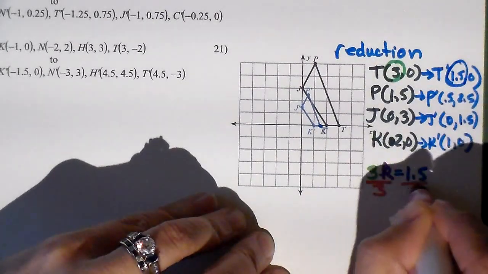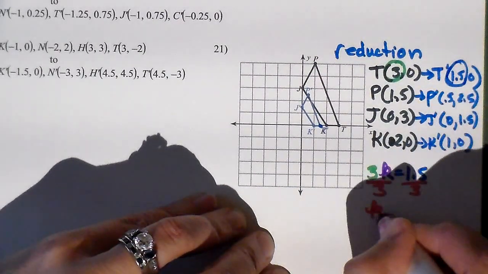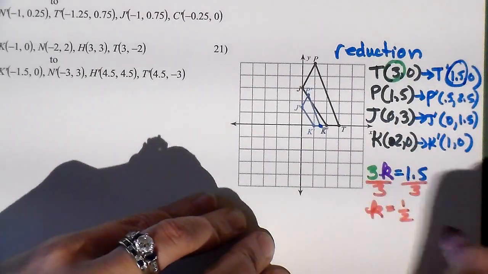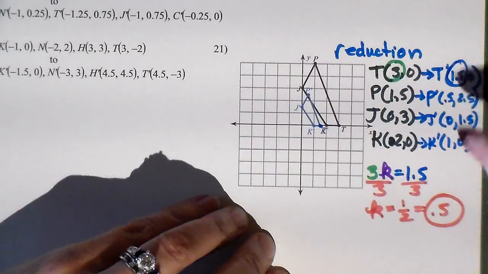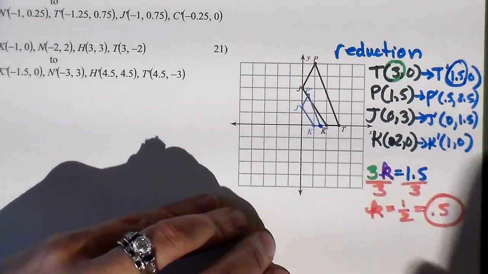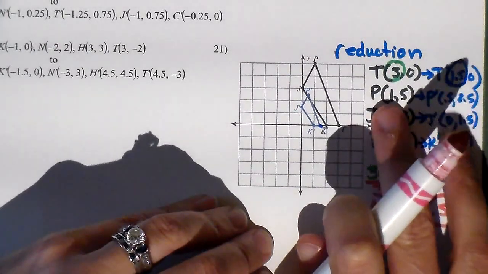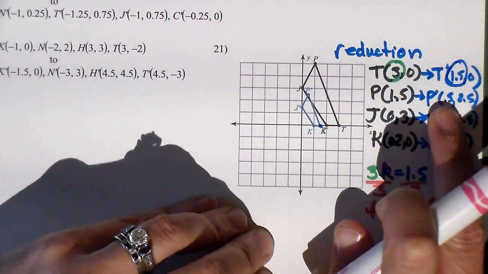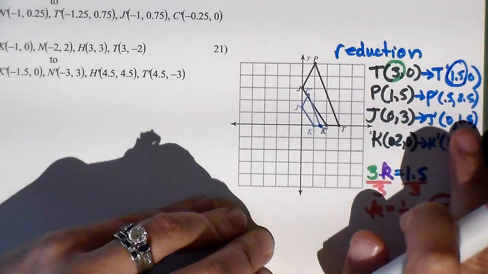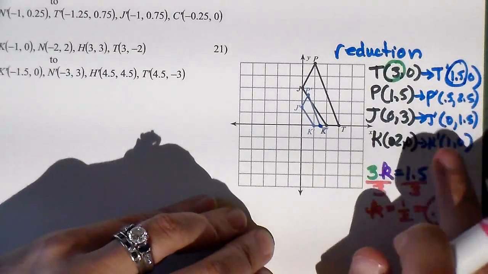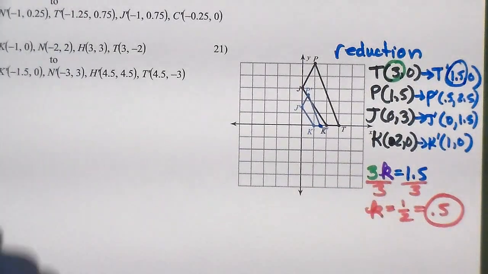So let's solve for K. Divide by 3. 1.5 divided by 3 is 1/2, which is 0.5. So your scale factor is 0.5. That means that we've basically cut all these in half, and if you look at it, that's what we did. We went from 1 to half. We went from 5 to 2.5. We went from 3 to 1.5. We went from 2 to 1. So that's how you find your scale factor when you're doing dilations.